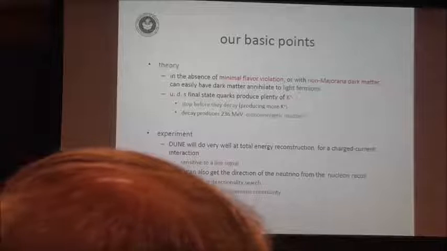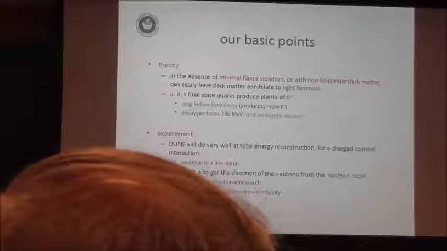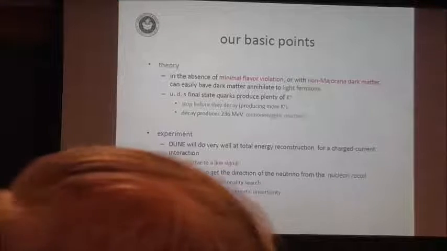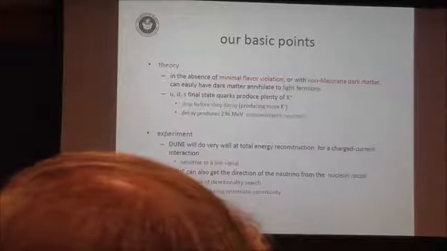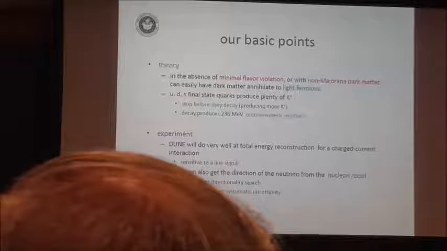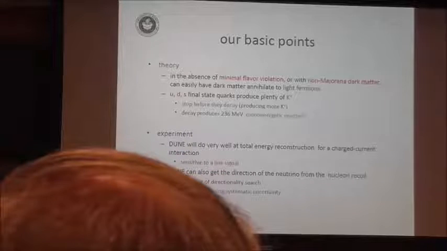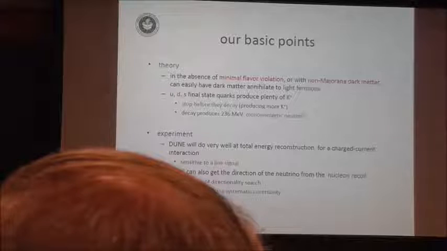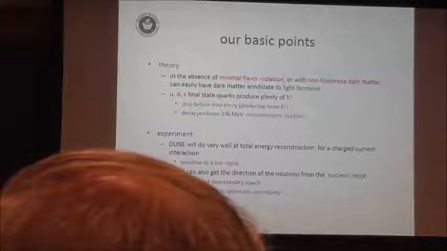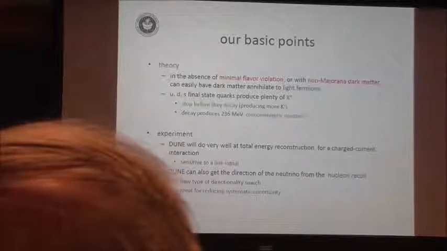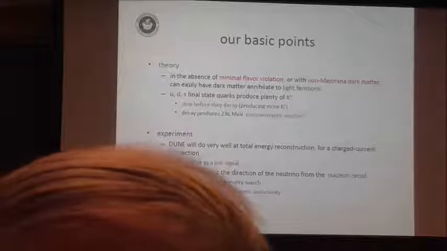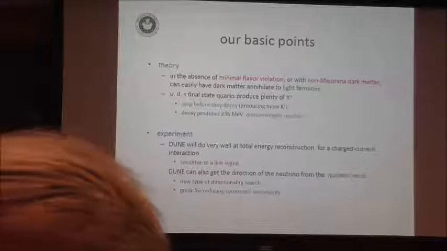But the points we wanted to make are, on the theoretical side, in the absence of minimal flavor violation, or if your dark matter is not a Majorana particle, then you can easily end up getting dark matter annihilation to light quarks. In particular, we want to focus on a case where you annihilate to light quarks, like up, down, or strange. And what happens there is that as they shower and hadronize, you can end up getting things like K+, for example. And then when those are produced with some high energy, they interact with the solar medium, and they slow down in their hadronic cascades. You produce a bunch more, and you end up with a lot of stopped hadrons, basically stopped K+, which are decaying at rest. And when that decays at rest, you end up getting a 236 MeV monoenergetic neutrino. And that's the thing you want to try to look for.